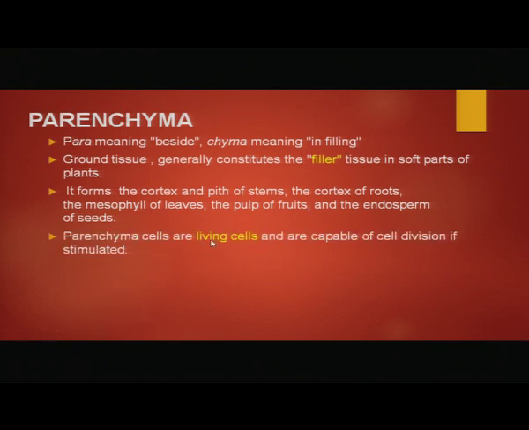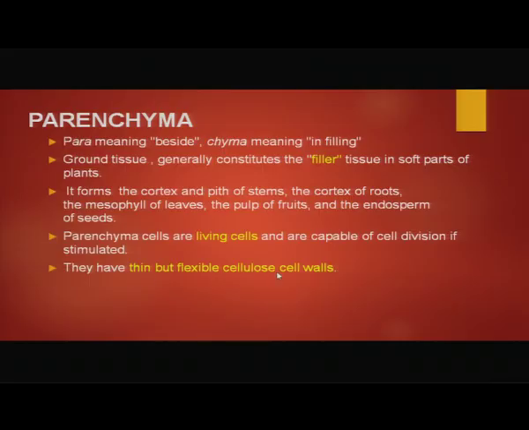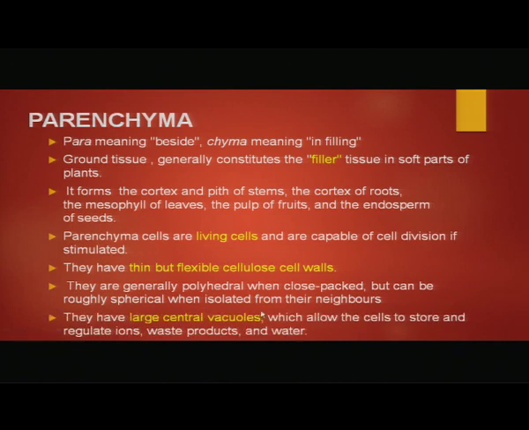The cells here are living and they are capable of division if stimulated. In normal conditions, they will not divide, they have grown and acquired their function, they are differentiated, but if stimulated properly, they can divide. For example, if there is any wound, so they will divide to repair the wound. They have thin but flexible cellulose cell walls and they are generally polyhedral when closely packed, but can be roughly spherical when isolated from their neighbors. And also the vacuoles are very large and these vacuoles are used to store and regulate ions, waste products and water.